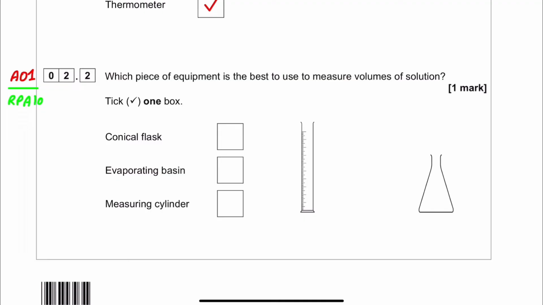2.2 is an AO1 question, and this question is again from required practical activity number 10. Which piece of equipment is the best to measure the volume of the solution? Tick one box: conical flask, evaporating basin, or measuring cylinder. If you look here, the conical flask doesn't have any graduated scale on it, but the measuring cylinder has a proper scale, so it can help to measure the volume of the solution correctly. So the best answer among these three is the measuring cylinder.